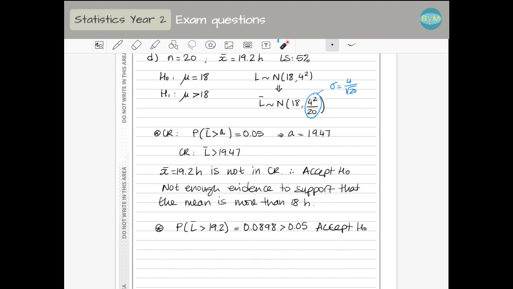So really the conclusion is the same if you find the critical region or if you use this method. It doesn't matter which one you use. In some questions they will ask you to find the critical region, so you need to know how to find it regardless. And that's all with this question.